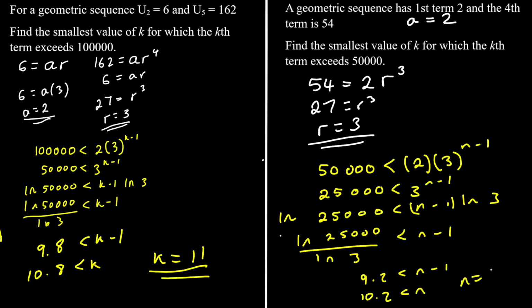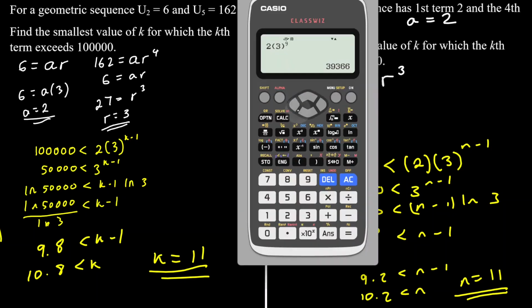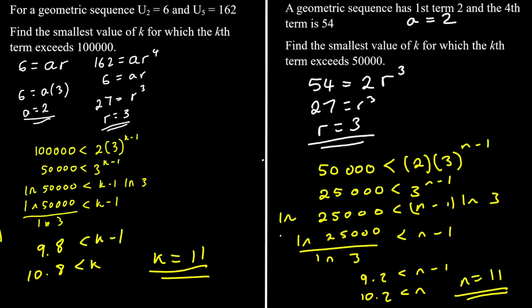So n, or k even, is 11 again. And we can check again. So it was 39,000 for the 10th term, and the 11th term is 118,098. So k is 11 again.